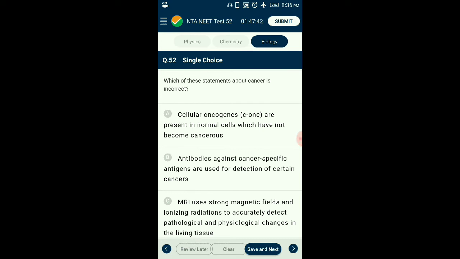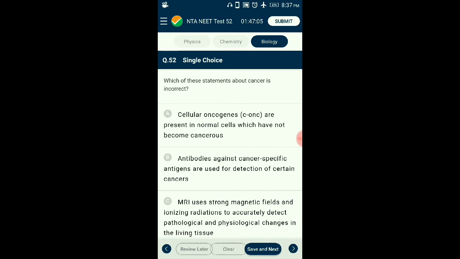MRI uses a strong magnetic field and non-ionizing radiations to accurately detect pathological and physiological changes in the living tissue. Antibodies against cancer specific antigens are also used for detecting certain cancers. Tumor cells have been shown to avoid detection and destruction by the human immune system. Therefore, the patients are given substances called biological response modifiers such as alpha interferons, which activate their immune system and help in destroying the tumors.